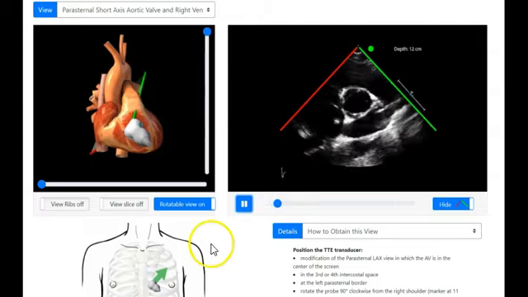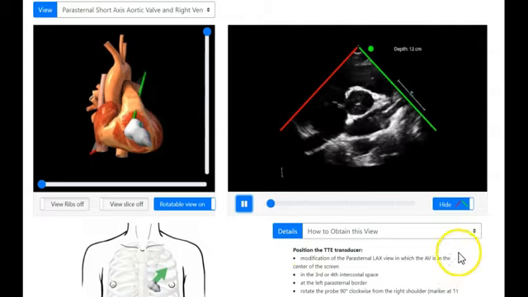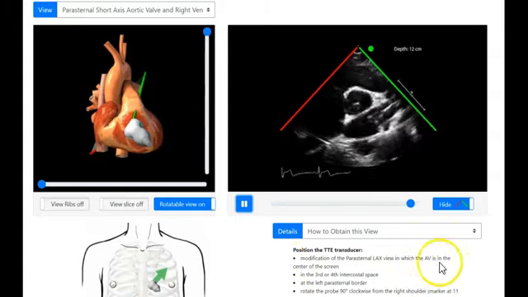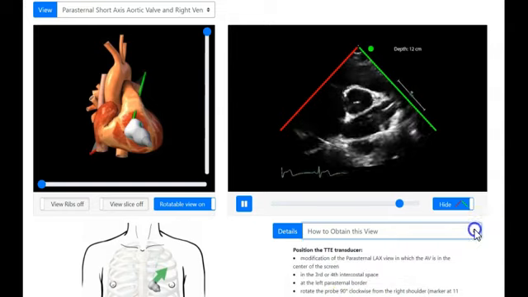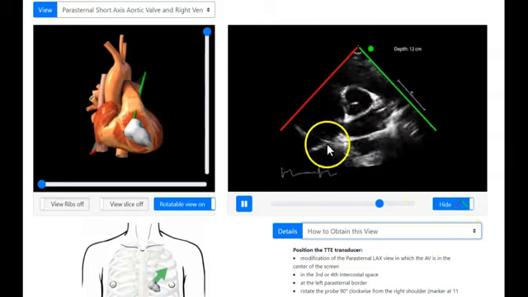And don't forget this information that's available down here. I can't put all of that on my screen, but remember to go through how to obtain these views and these details, how to optimize, and so on and so forth, just for your own good, so to speak.